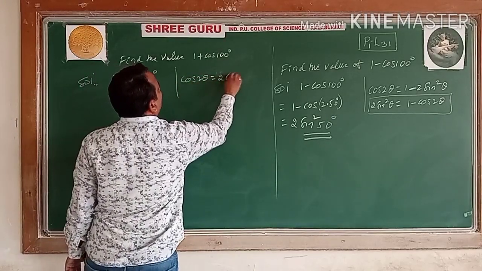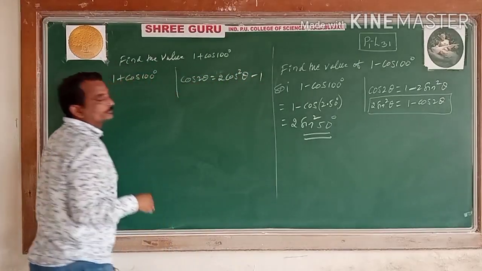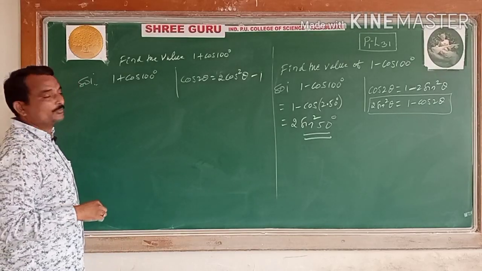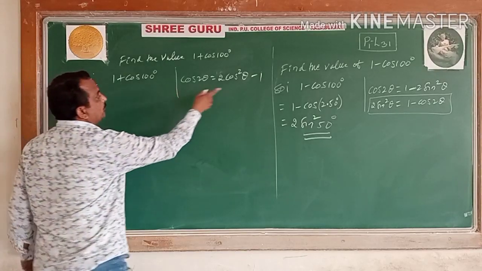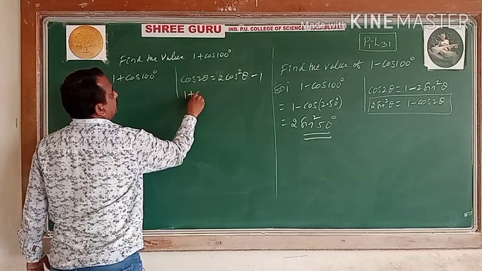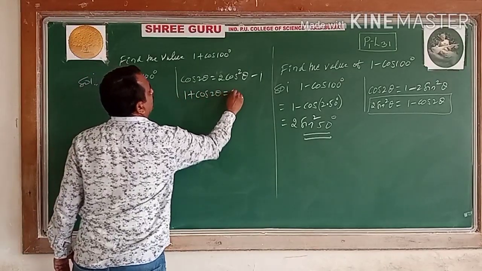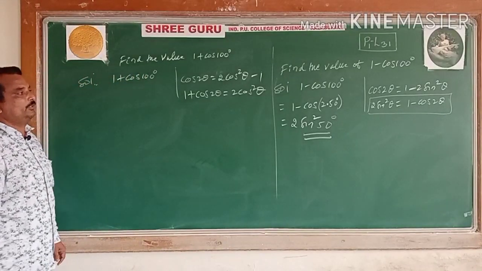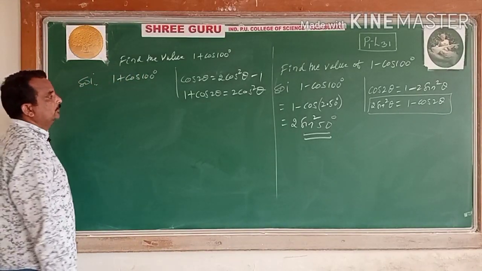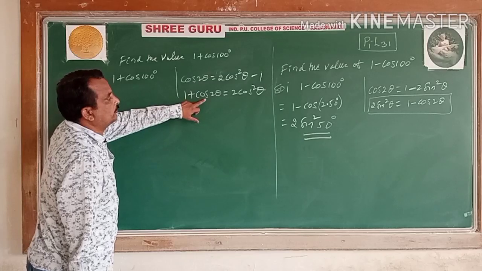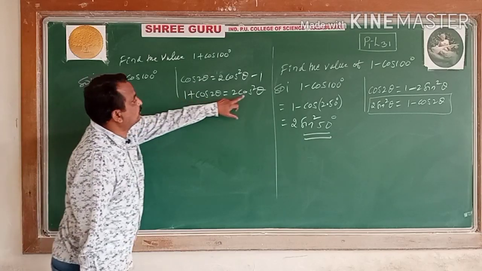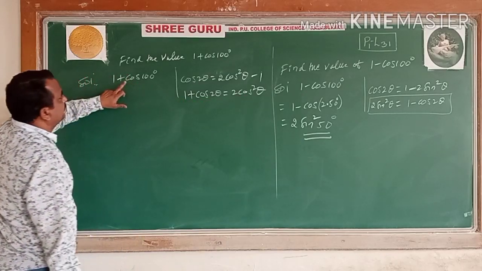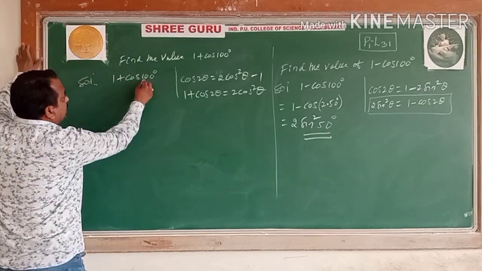You know that cos 2 theta is 2 cos square theta minus 1, the formula in terms of cos. Here I have taken that minus 1 to this side, it becomes plus. So 2 cos square theta is equal to 1 plus cos 2 theta. Is it in the form of 1 plus cos 2 theta? Here 2 theta is how much?